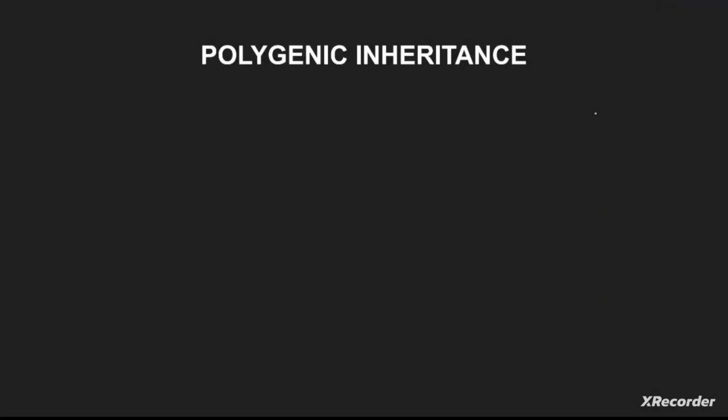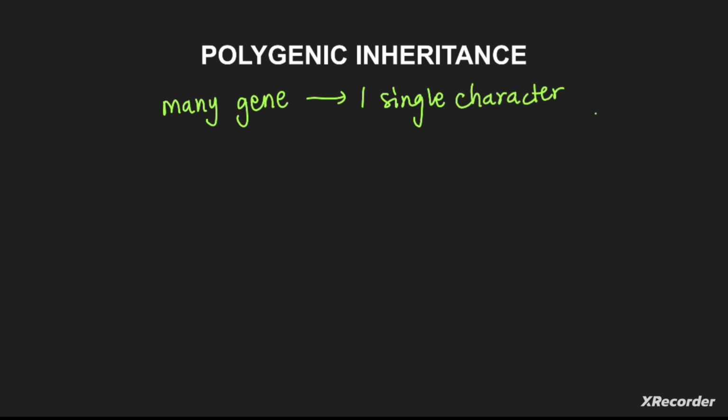Let's talk about polygenic inheritance. In polygenic inheritance, we see that many genes control one single character, or I can call it one single trait. So in polygenic inheritance, there are three important things which are to be remembered.